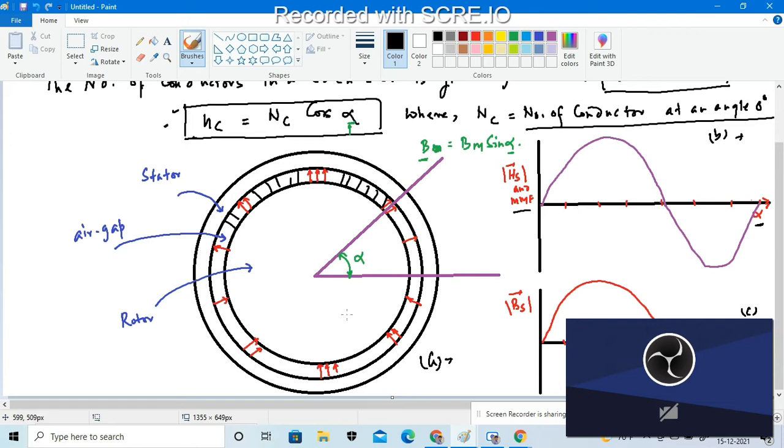Since there are a finite number of slots in a real machine, and an integral number of conductors can be included in each slot, what will result? The resulting magnetomotive force will be distributed only approximately sinusoidally.